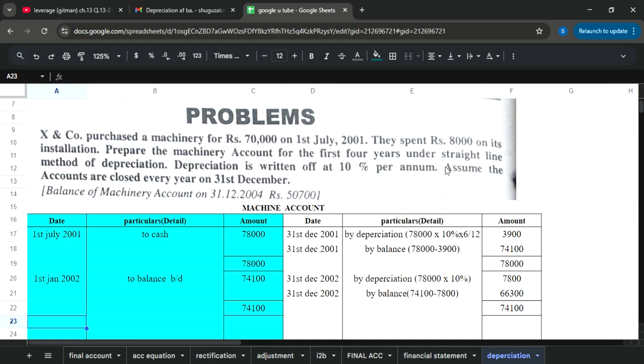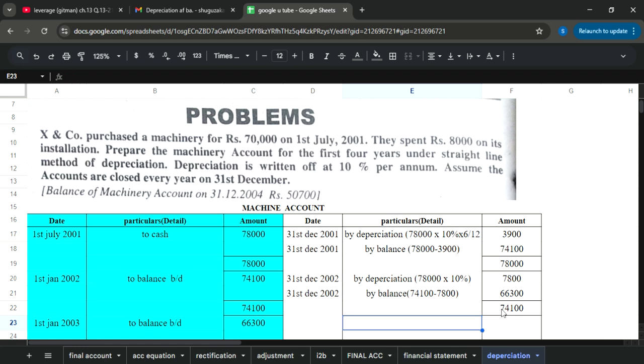Now we will start 1st January 2003. For how many years are we required to calculate? Look here, first 4 years. So you will bring the balance down similarly. And how much balance will you bring down? At the end of the second year it was 66300, and you will now be calculating your depreciation.